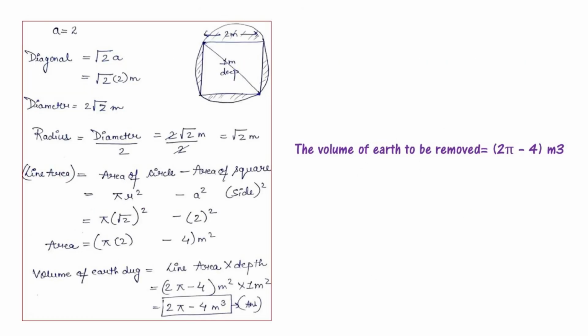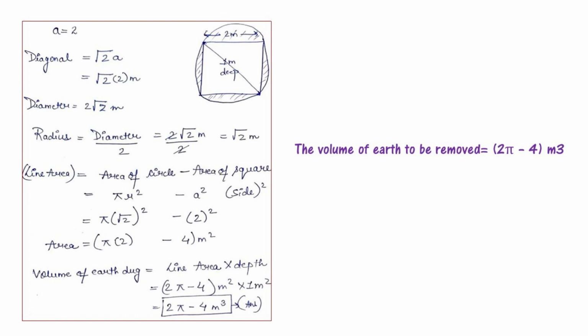Now let us solve this question. A value is given, that is 2. Now we will find out the diagonal, that is square root 2a. That will be 2 square root 2 meter, that will be diameter is equals to 2 square root 2 meter. Then we will find the radius, that is diameter divided by 2. That will become 2 square root 2 divided by 2. Then 2 will be cut down. That will become square root 2 meter.